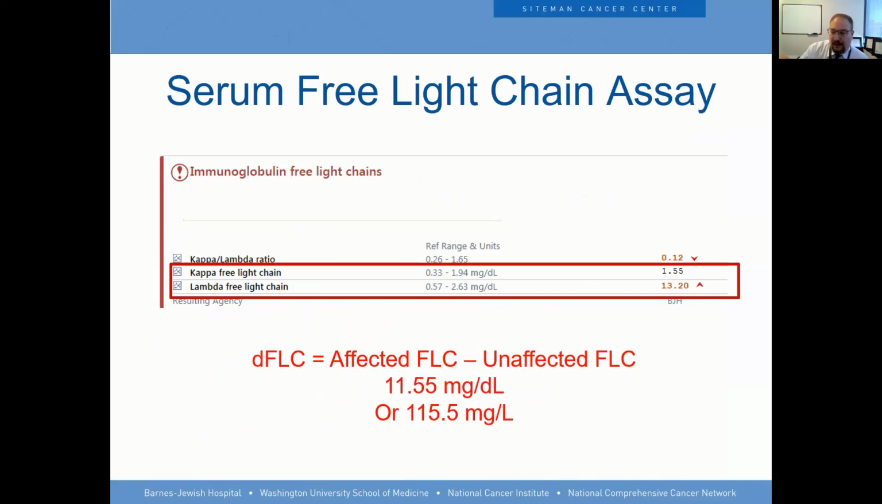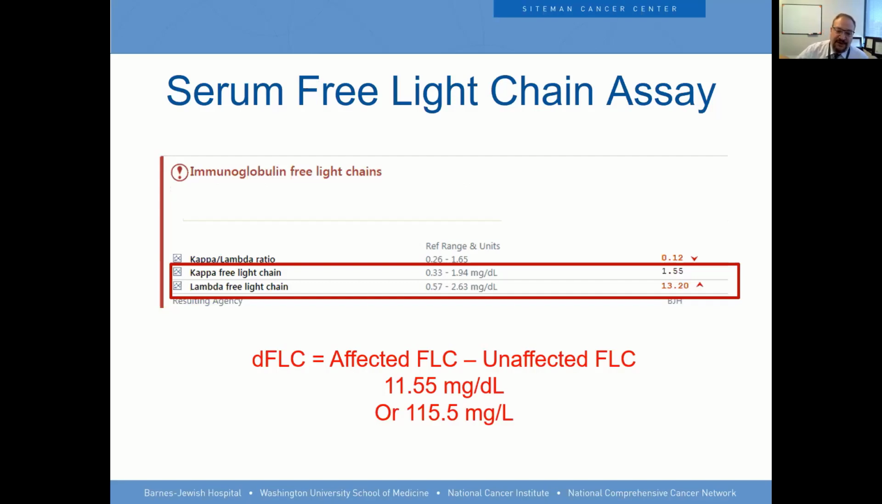One of the things that I would point out is there are two methods of reporting this. It can either be reported in milligrams per deciliter or milligrams per liter. And very important as you're looking at different tests to make sure you know what units you're using.